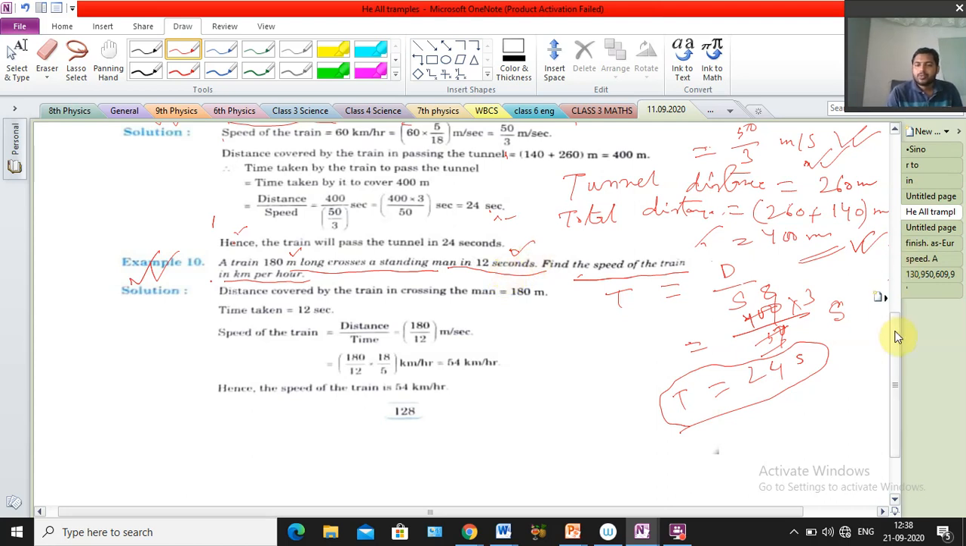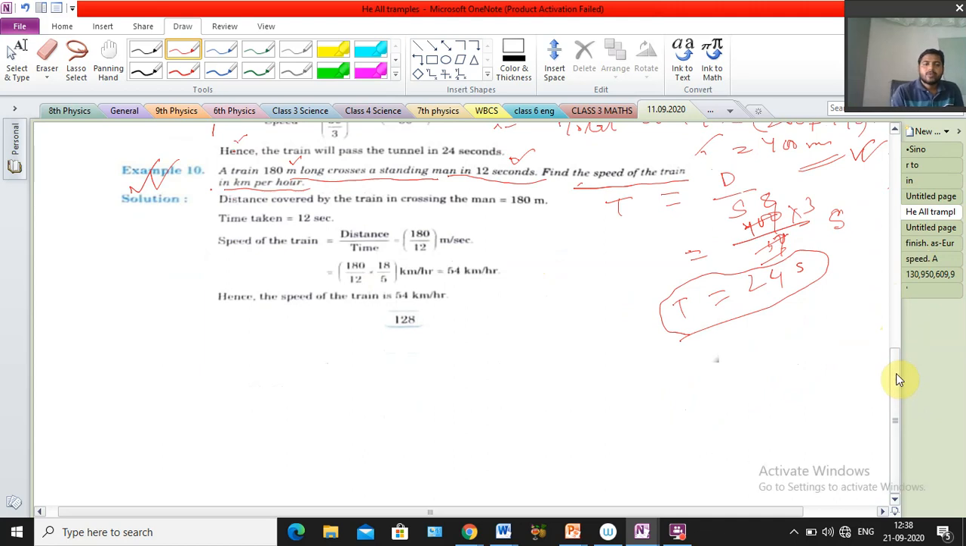At first we have to write whatever data is given. Distance given: 180 meter. Any other distance given? No, only this distance. Next, time: 12 seconds is given. Up to this one clear?